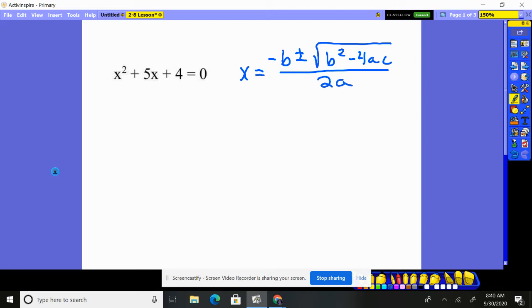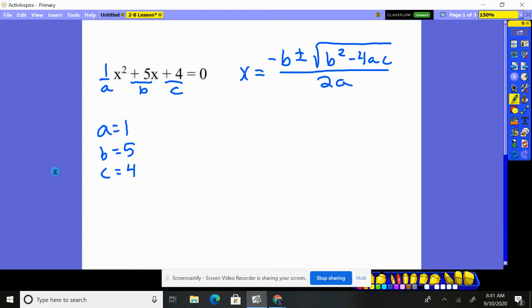So who the heck are a, b, and c? Well, those are the pieces out front. Whatever's in front of x squared is your a value. Whatever's in front of the x is your b. And then here's your c. And here's how we do this. I always have you write out what a, b, and c are. A is 1 because it's understood there's a 1 right there. B is the value in front of x, which is 5, and c is 4.